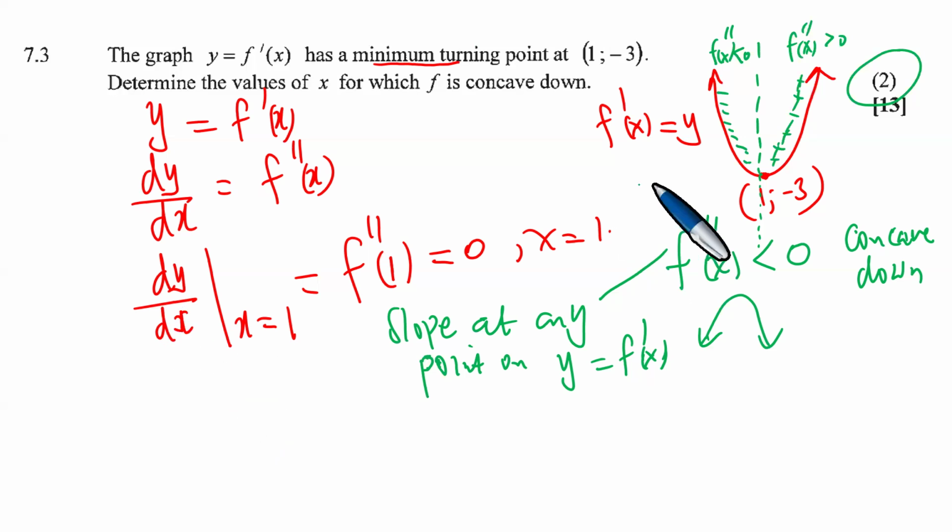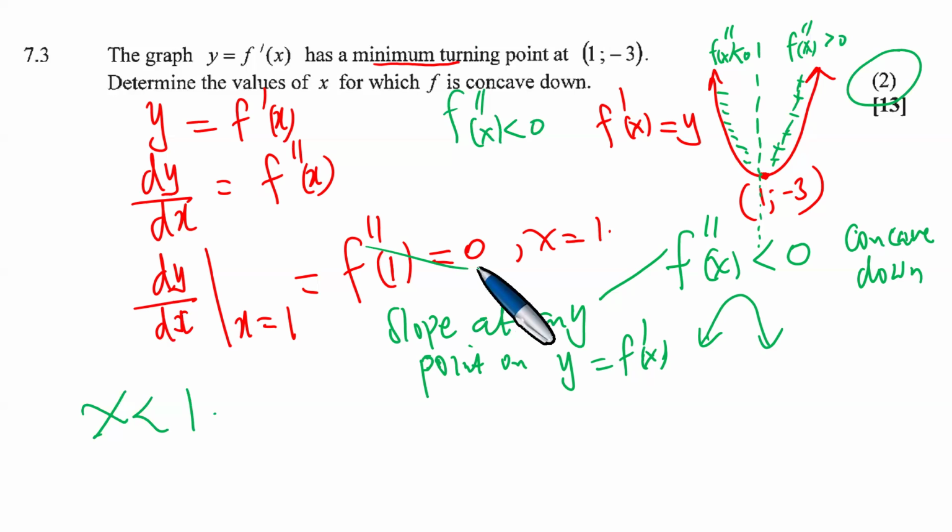Therefore, the values of x for which f is concave down are those for which the second derivative is negative. Concave down means the second derivative is negative, and it is negative when x is less than 1. And that is the answer to the question. Please make sure you understand this. When x is less than 1.